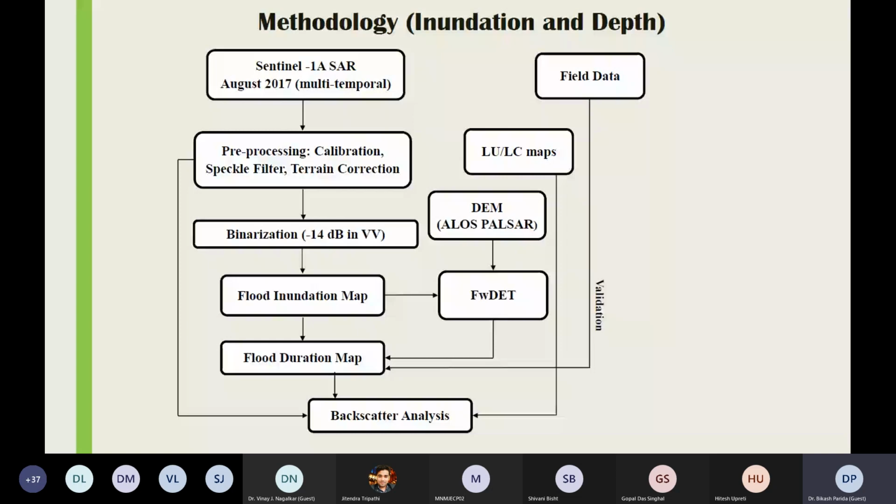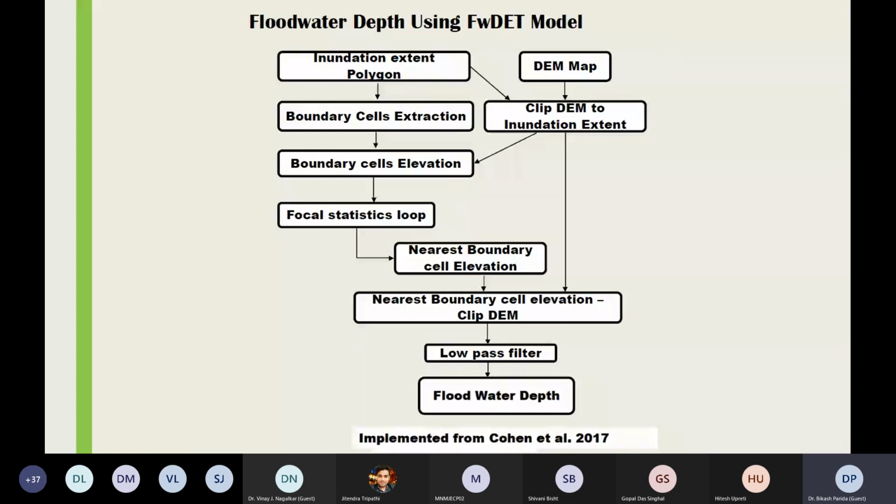This is the FWDET model methodology framework. As I told you, these are the polygons. These are the two main input parameters you have to feed in, and based on the statistical analysis, basically a focal statistics loop. Okay, the focal statistics loop means it will try to find, in a particular smaller area, which pixel is inundated and what is the nearest pixel to that which is not inundated. Based on that concept, the flood depth has been calculated.